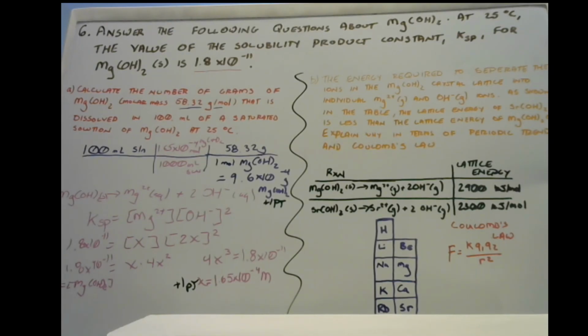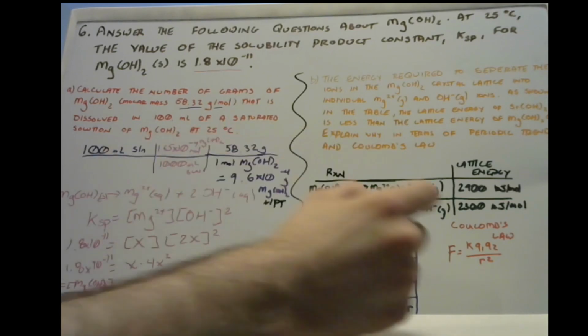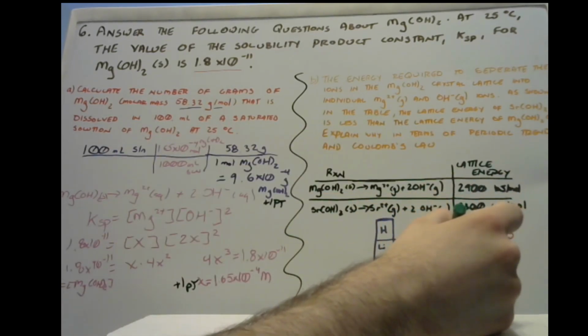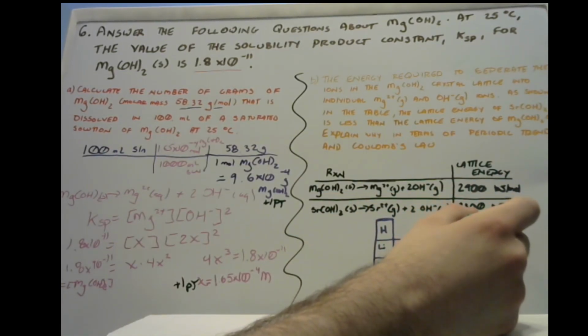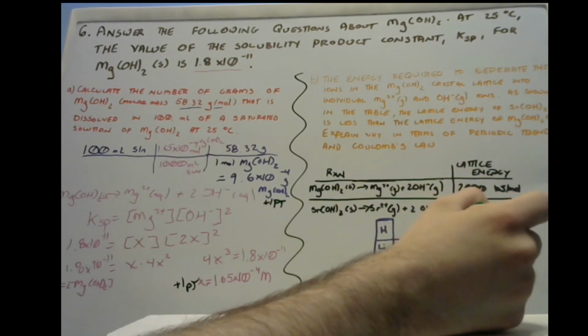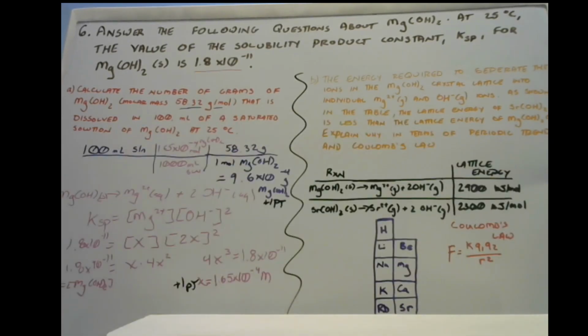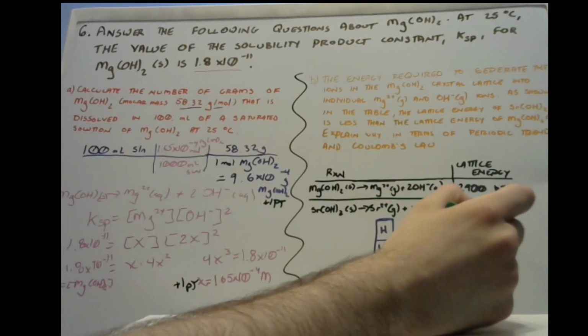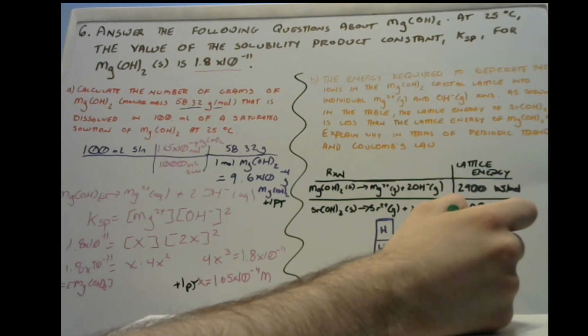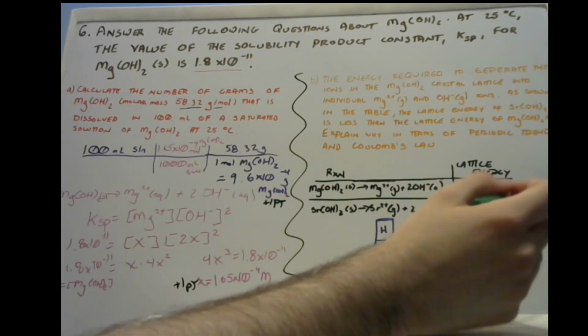The attraction between the magnesium and the hydroxide is given to us by Coulomb's law. Coulomb's law is replicated here. It says the force between two particles is equal to a constant times their charges, so in this case 2 and 1, divided by the distance between them, squared. So if one of these has a lower force than the other, either it has to have higher charges or a lower distance. So let's take a look at this.